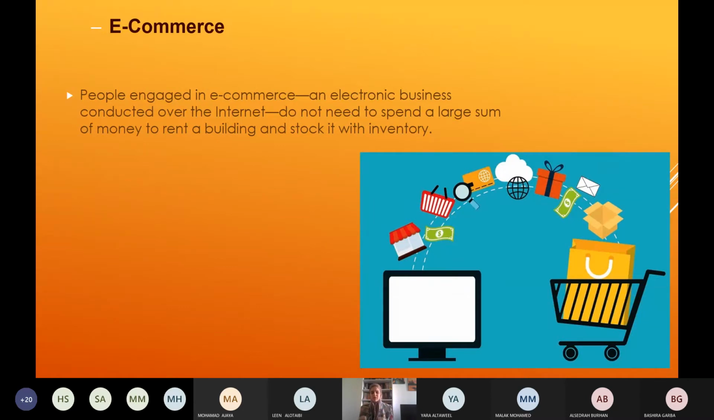In electronic business, it's cheaper. Why? Because the stores do not spend a large sum of money on electricity, on a building, on decor, on workers. They just have a store and you order online, and they send it to you. That's what they do. So it's cheaper than the normal stores. Electronic stores are cheaper because their cost is less.